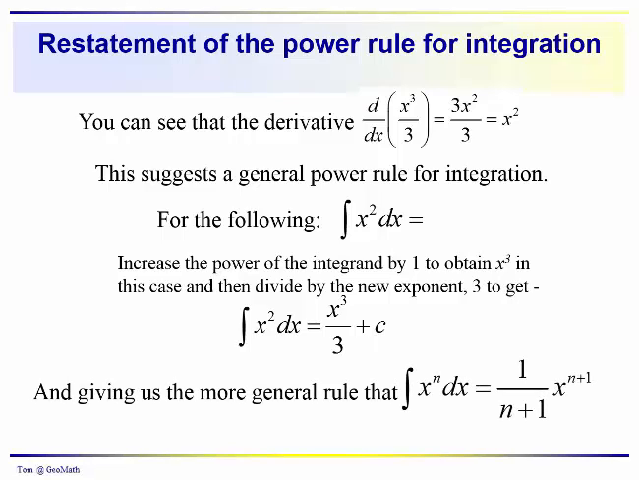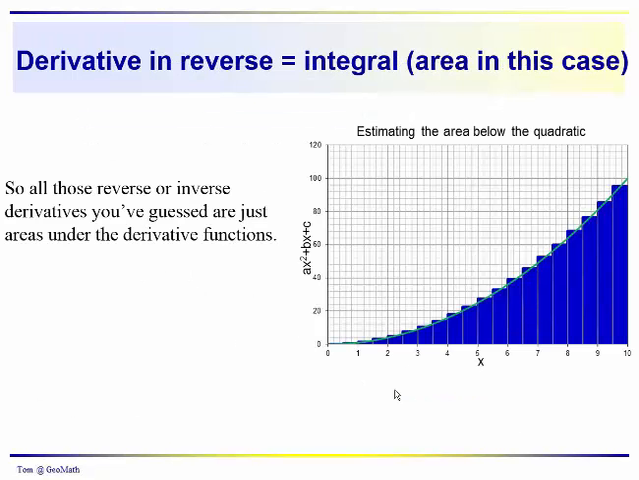And this gives us the more general rule. If we're integrating x to the n dx, what do we do? We increase the exponent by 1, so we have x to the n plus 1. We also divide the result by this new exponent, by n plus 1. By 3 in this case, by n plus 1 in the more general case. So this would be the power rule for integration.